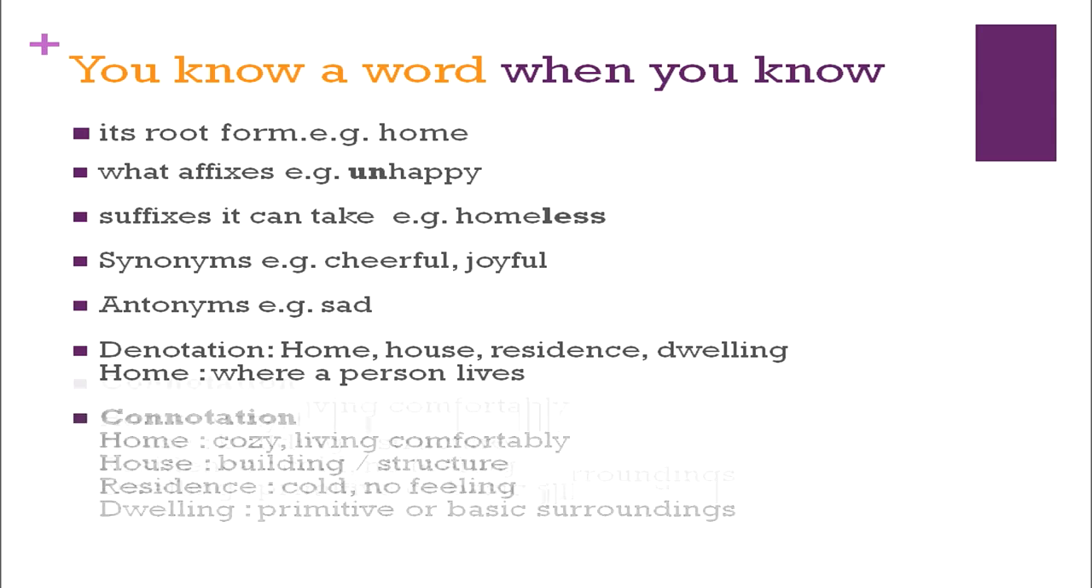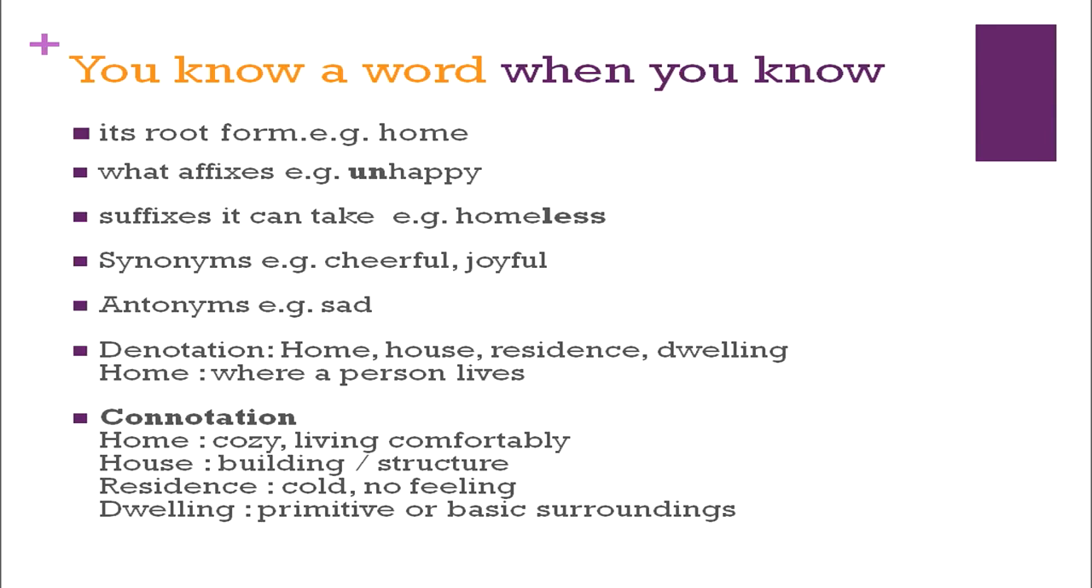Then connotation. Home, when we say this is my home, it gives me a cozy feeling. I live here, I am comfortable inside my house, and house is just a building or a structure. Residence connotation is cold or no feeling. This is the residence of so and so. That means I don't have the right to enter this building. Dwelling, primitive or basic surroundings. So, these are synonyms, but they have different connotative meanings.